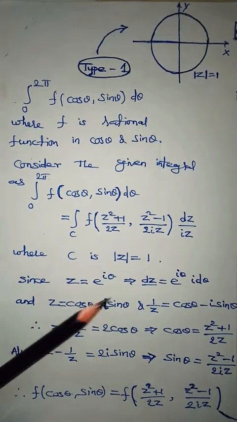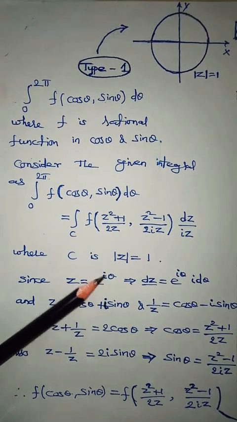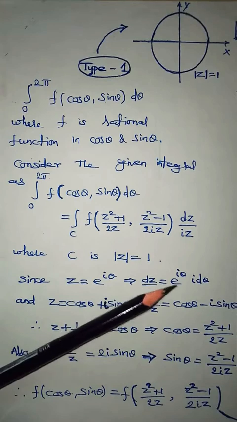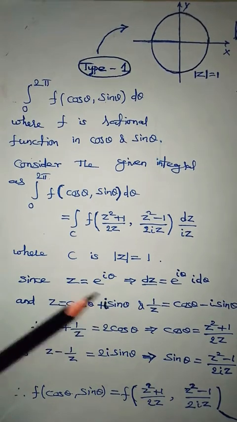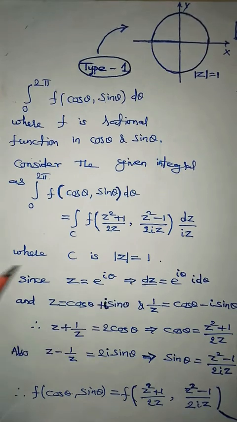Now z equal to e power i theta. If you differentiate this, what do you get? Differentiation of z is dz, and differentiation of e power i theta is e power i theta into i d theta. Now if you simplify this, you will get d theta in terms of dz.